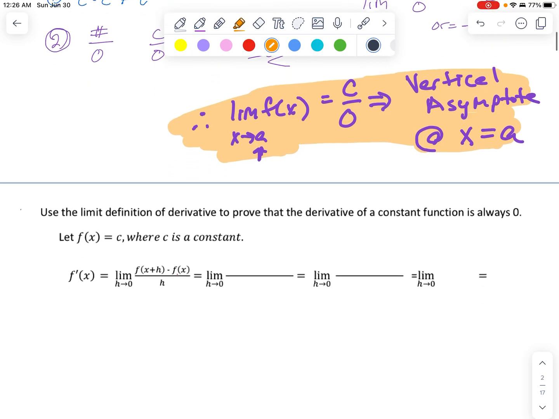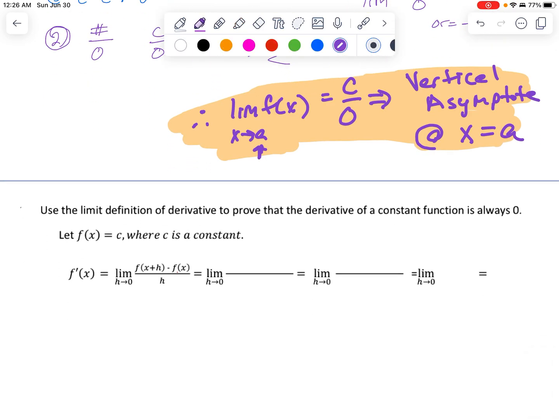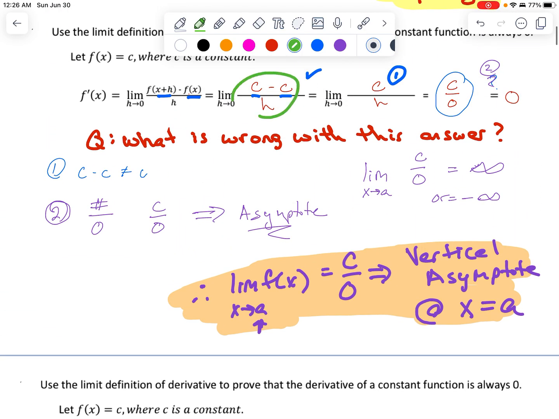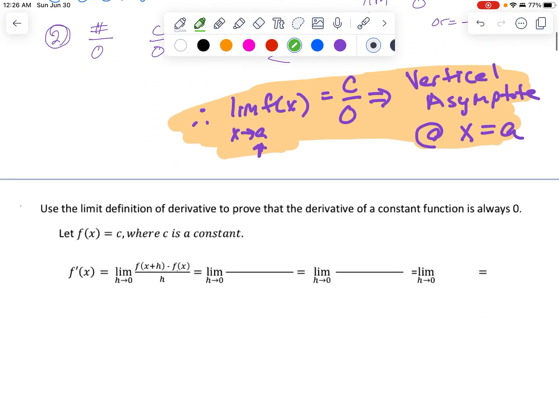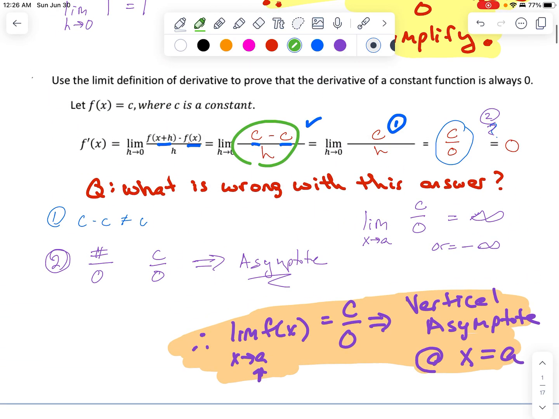Alrighty. Now, what is the correct answer? So how do we do this? What we really do is, well, the last person was correct on that first step, so we'll copy that, c minus c over h. So f of x plus h, that is c. And f of x is also c, so that's over h. And then c minus c is 0 over h. And then I can simplify 0 over h to get 0. And then I take the limit and notice now there's no h left to plug in. So I don't have to plug in a 0 for my denominator like this person did here.